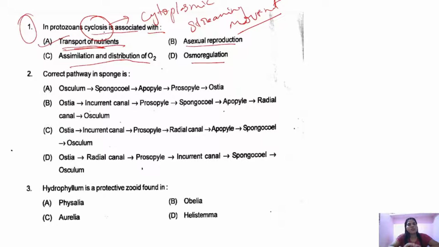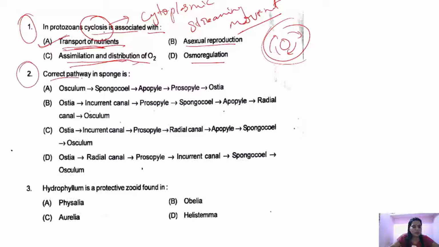Every living organism, like we human beings also, requires a circulatory system in their body to transport the substances, nutrients from one place to another. But in case of a single cell organism, their entire body is a single cell only. So in that single cell also, they need to transport the substances from one part of the cell to another part of the cell. Therefore, they have this cytoplasmic streaming to transport the nutrients in the entire cell. So this is what cyclosis is. Option C can also be correct up to some extent, but the more appropriate answer will be option A.